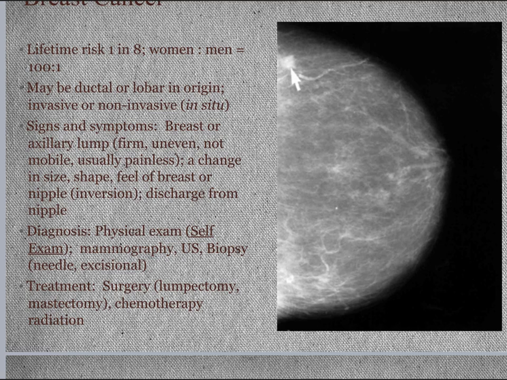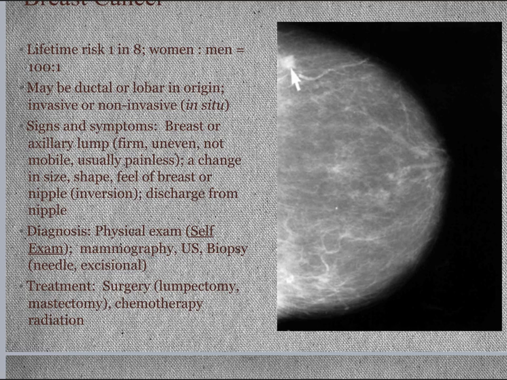There are some signs and symptoms. You can have a breast or axillary lump. It could be firm or uneven. It most likely is not mobile and usually painless. It will change in size, shape, and feel. The breast or nipple can also invert. You could also get discharge from the nipple.